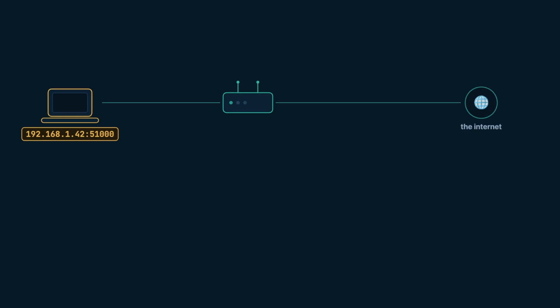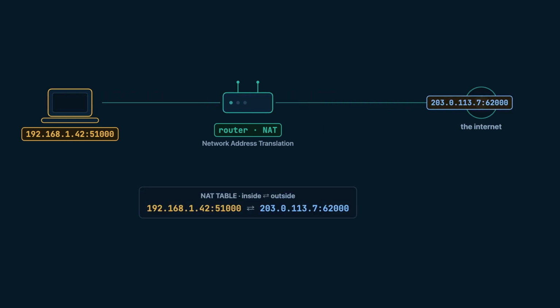The router runs a front desk. It's called NAT, Network Address Translation. When your laptop sends a request, the front desk writes it down, who asked and on which port. So when the reply comes back to that one public IP address, it knows exactly which device and which app to hand it to. One address, a whole house of devices, never a mix-up.